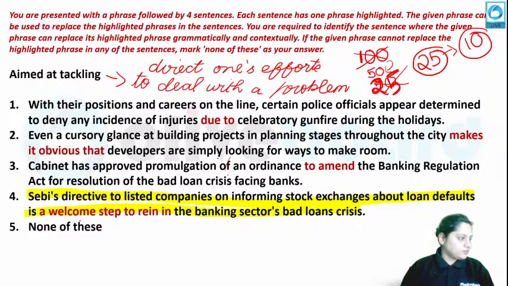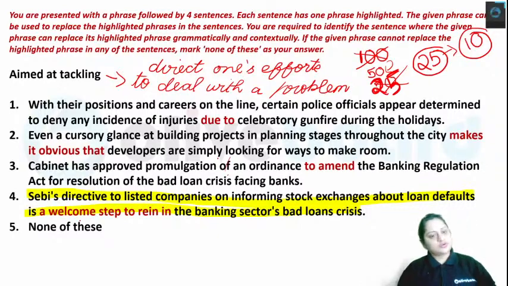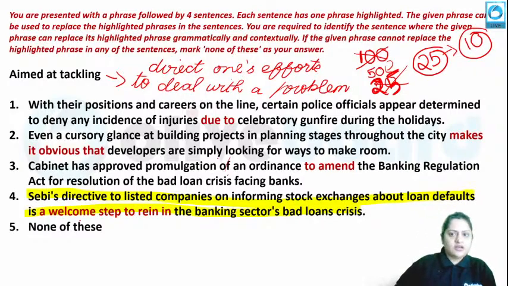In C, we can say change the act. Amend means change, fix. So only in D can you use this, aimed at tackling. Third one is out because the act is mentioned. Kumar, why not 3? You can't tackle an act. You can't handle an act. Banking Regulation Act is mentioned. You can change it, amend it. Amend means to make changes, small fixes.